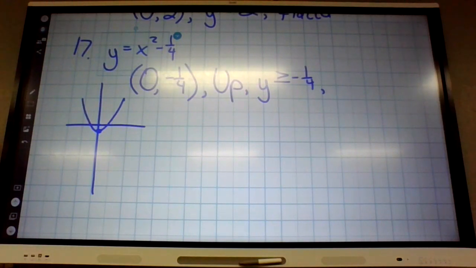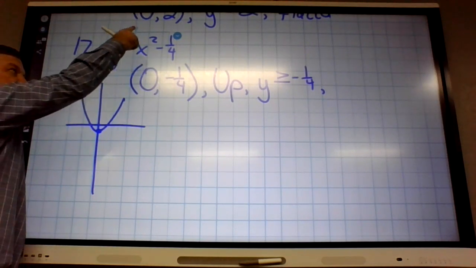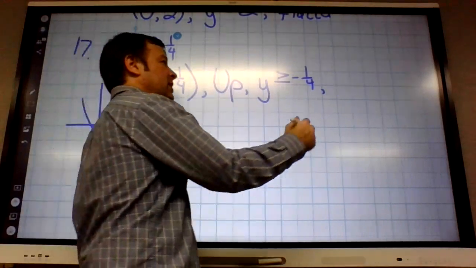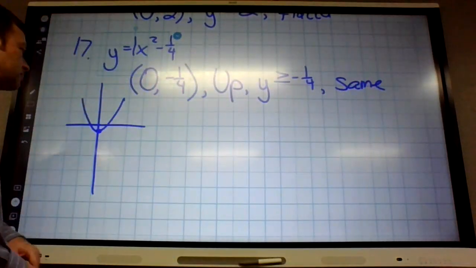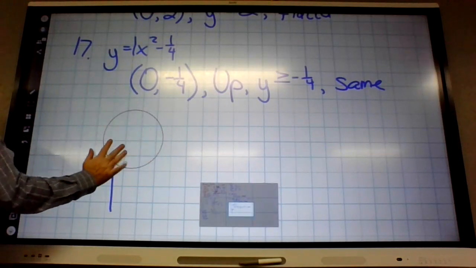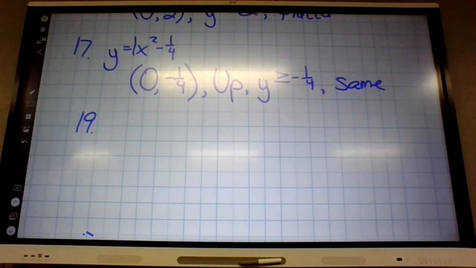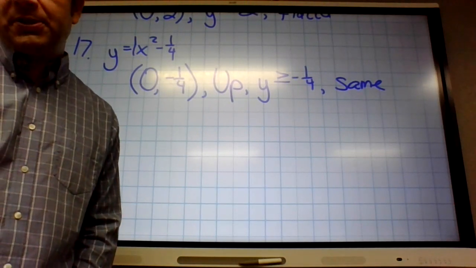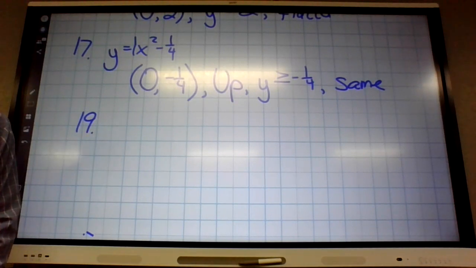All right, and then the last one was, is it going to open up steeper, flatter, or same as normal? Same, because there's no number right there. It's an invisible 1, I guess. So that's just a normal parabola, so same. Which of the parabolas described by the equations in the table above would be the steepest? So on 13 through 18, which of those would have to be the steepest?